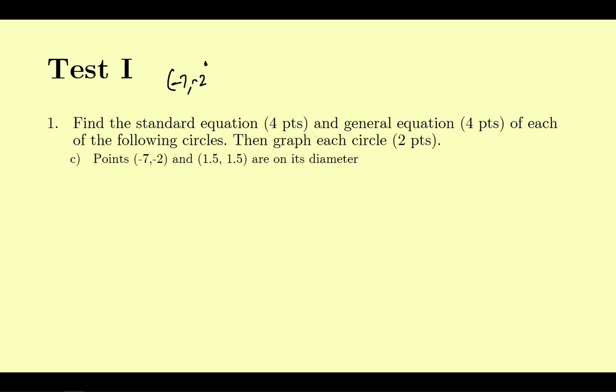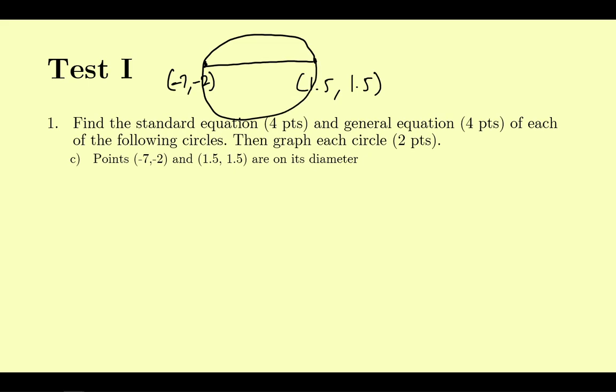Just to visualize what is going on here. And then we have 1.5, 1.5. Then the diameter is this one. That means these points are on the circle, and at the same time, the diameter of the circle passes through these points. So, somewhere, it looks like this.